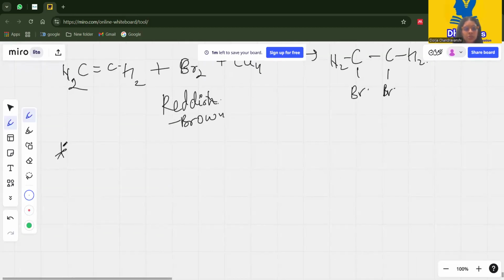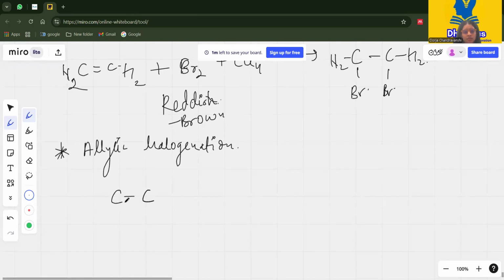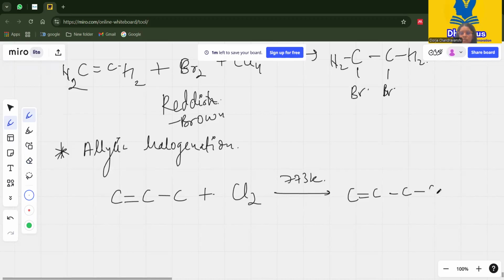There's an exception to this rule, allylic halogenation, where my double bond stays intact. Suppose I'm taking propene and I'm taking a very high temperature, around 773 K. So where will the addition take place now? This will take place on this carbon. This is called an allylic halogenation and takes place at high temperature. This is a propene.